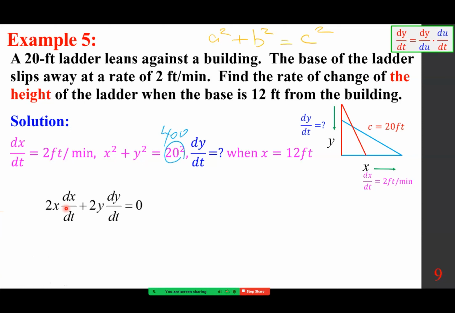As you notice, we have all the values except y. So into this formula, when x is 12, if I plug in x equals 12, I can find the y value. So 12 squared plus y squared equals 20 squared will result in y being 16 feet. Now we have everything we are going to plug in.